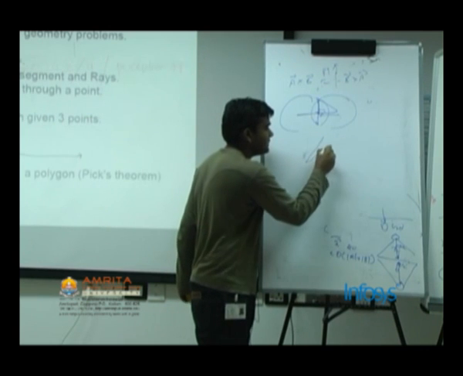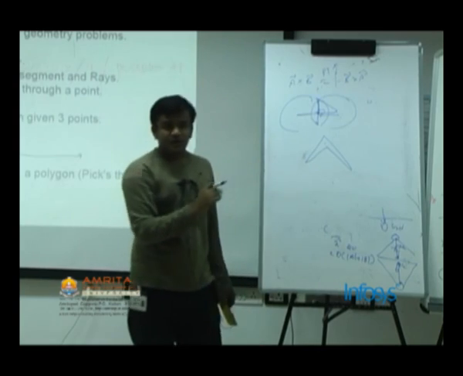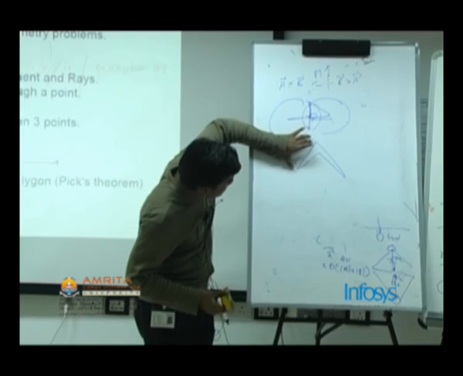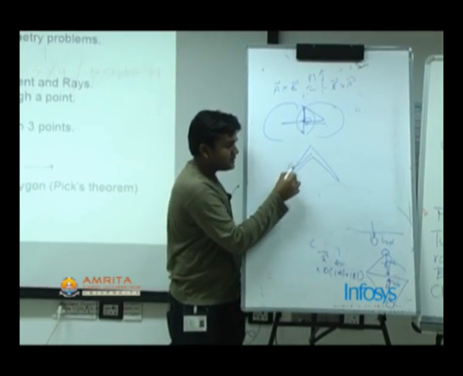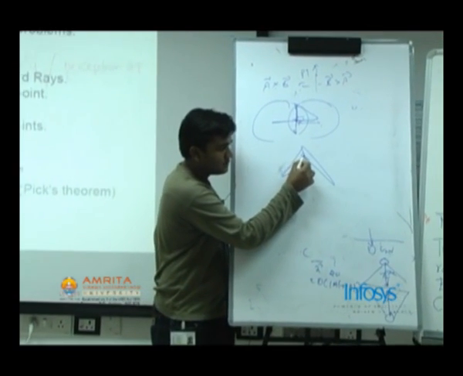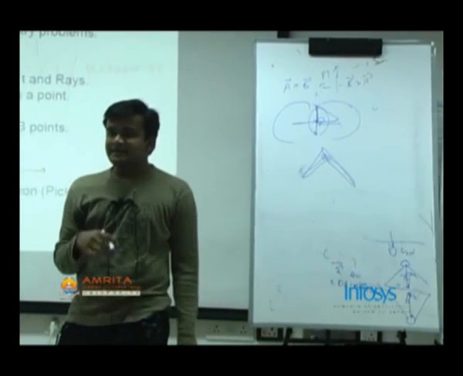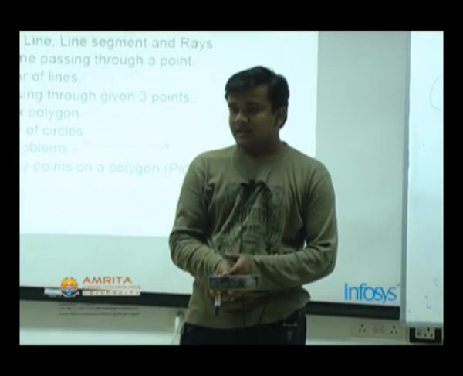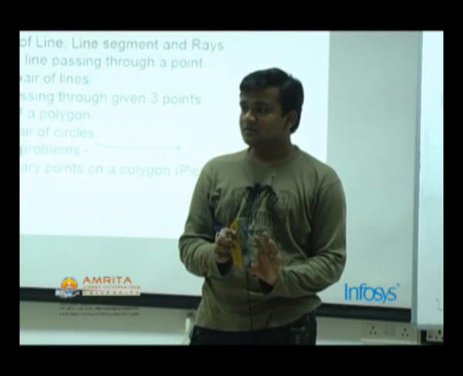So if your polygon is something like this, and your point is somewhere here, what you try to find out is the sum of angles each side will subtend on this point, like this angle, similarly the third angle and the fourth angle. So the sum of all these angles, if it is equal to 360 degrees, that means the point is inside the polygon, otherwise it's not. Is it clear?